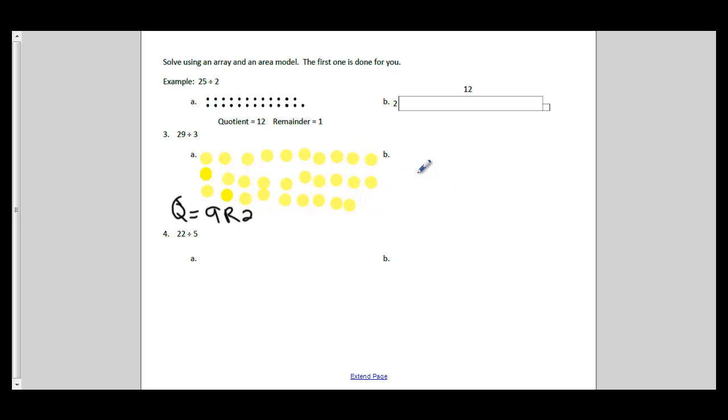So now I'm going to draw my area model. So I have an area of 29, a length of 9, and I have a width of 3. 9 times 3 would be 27, and then I have a remainder. So 9 times 3 is 27. I have 2 left over.